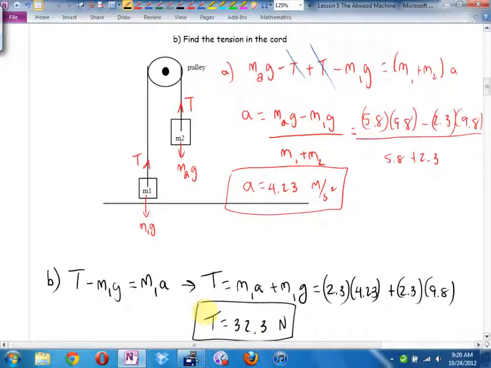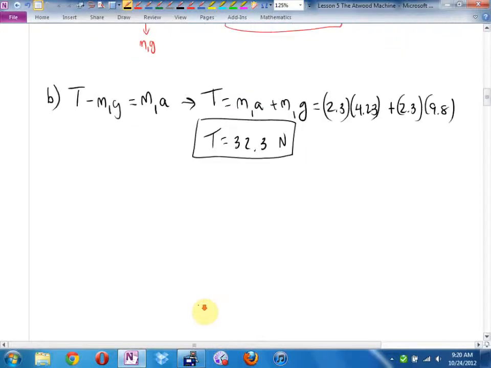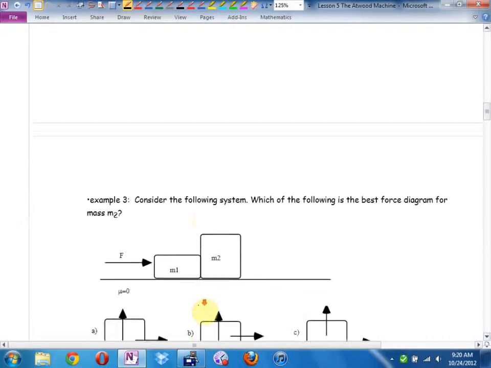And I would get the same answer if I did mass 2. My equation would be different. It would be M2G minus tension equals M2A. I'd have to rearrange it a bit, but I would get the same answer. All right.